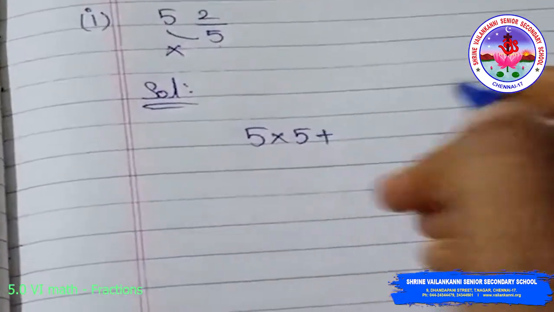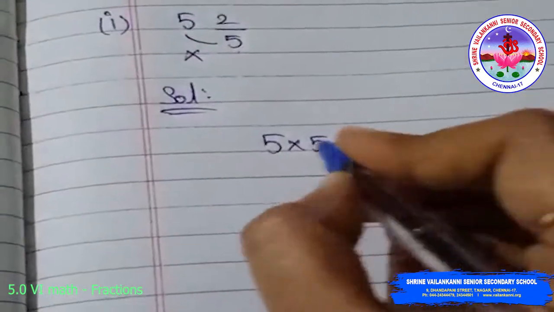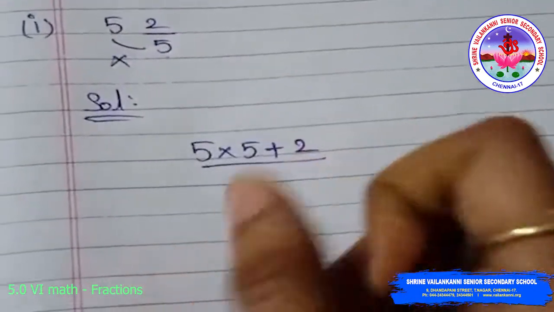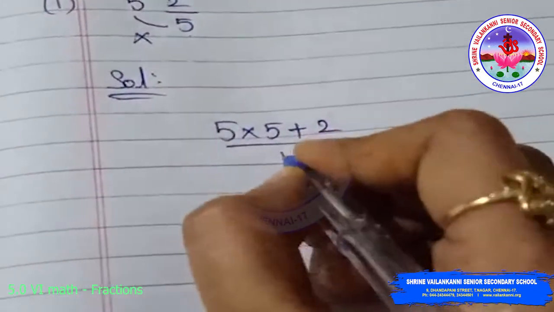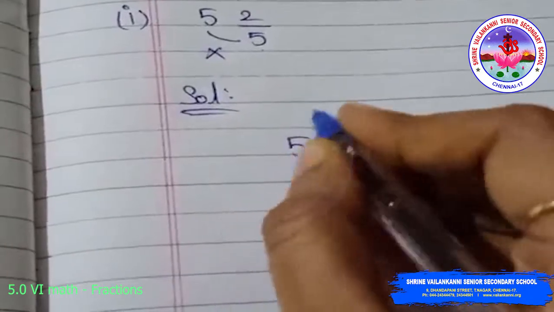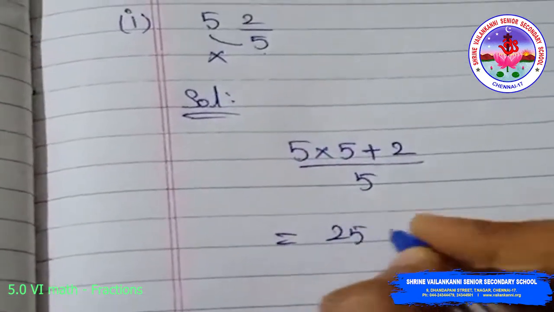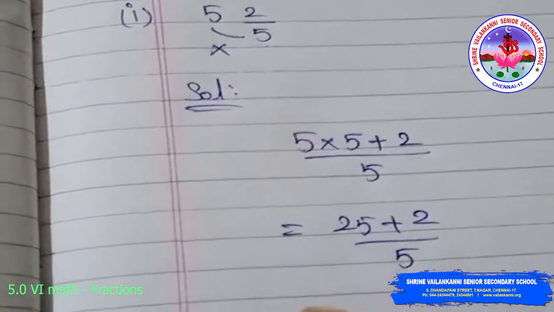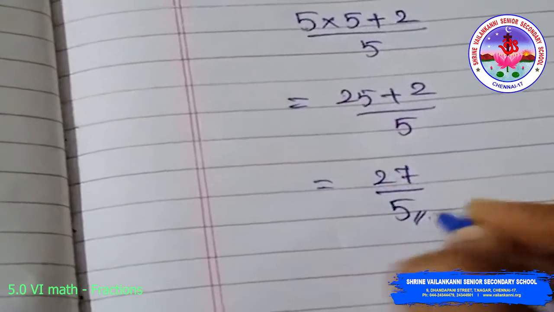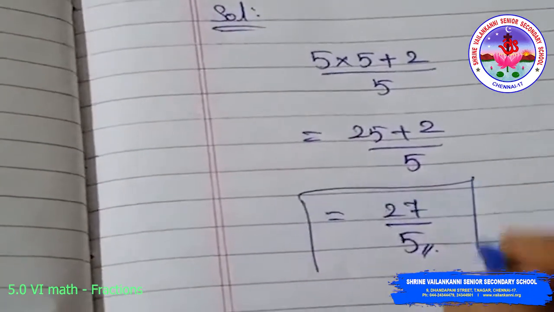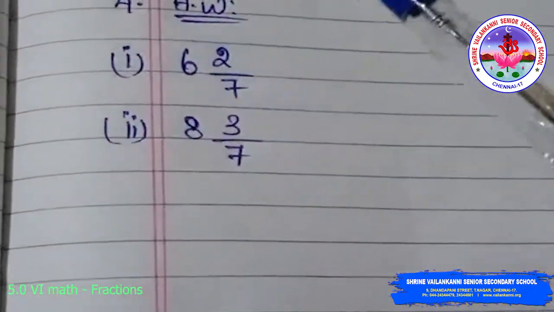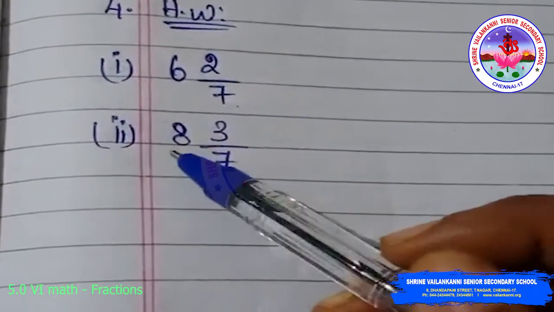Now add the numerator, that is, the numerator 2 is added. The denominator remains the same as in the mixed fraction. So here the denominator is 5. Now 5 5s are 25 plus 2 divided by 5. 25 plus 2, that is 27 by 5. This is the improper fraction value. Homework, fourth sum, homework 1. 6 2 by 7, 8 3 by 7.